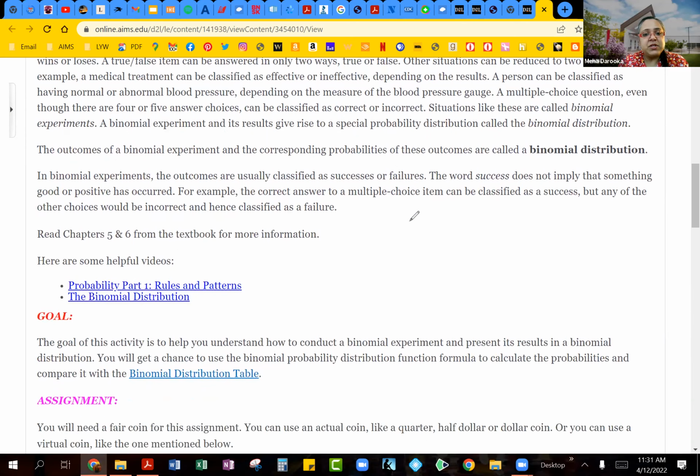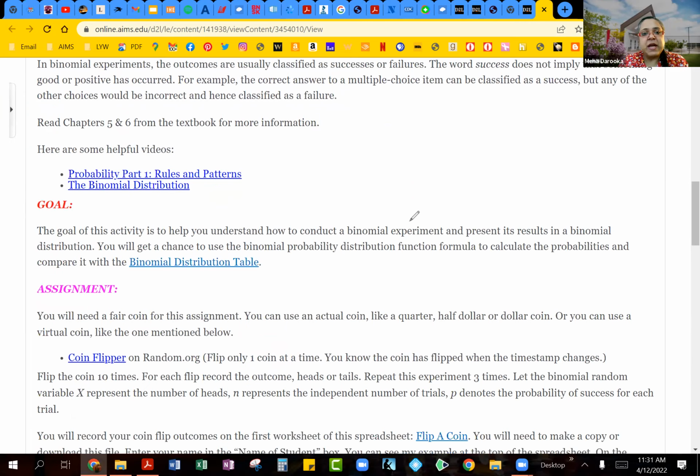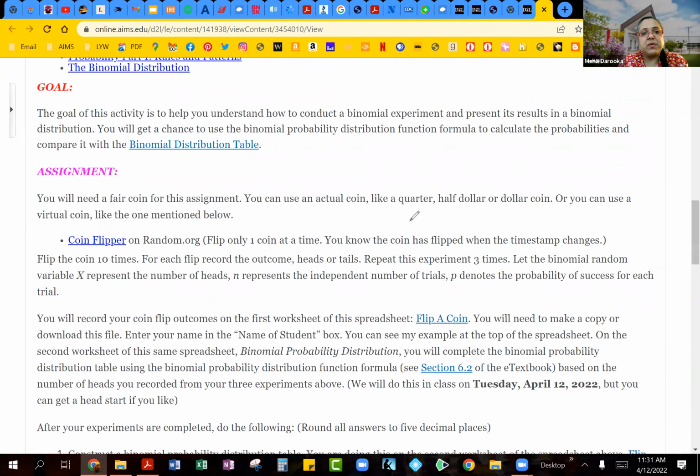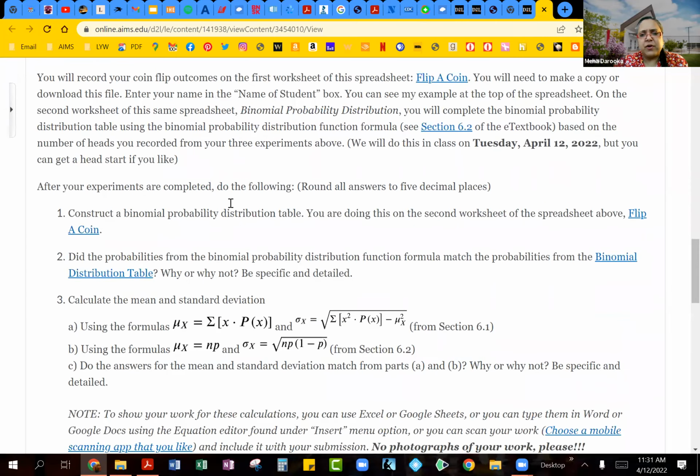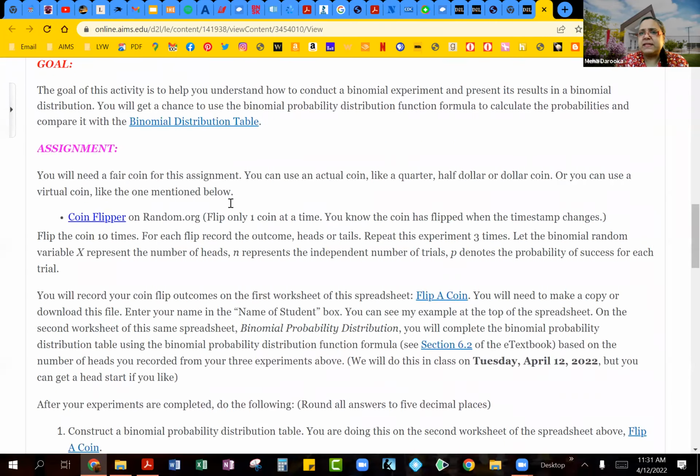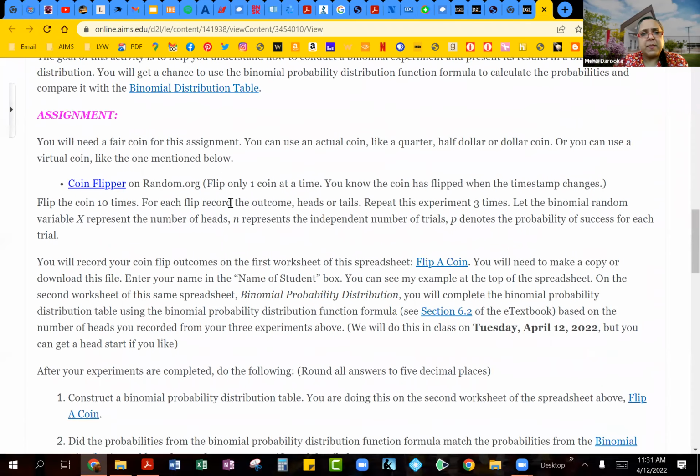So just some background information to kind of get you started. And then here is where we start with our assignment. You will actually be using this binomial distribution table later on, and I've got another link for it down here also in your questions, but this was just to get you started thinking about it.